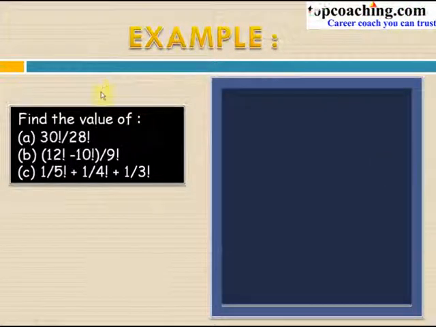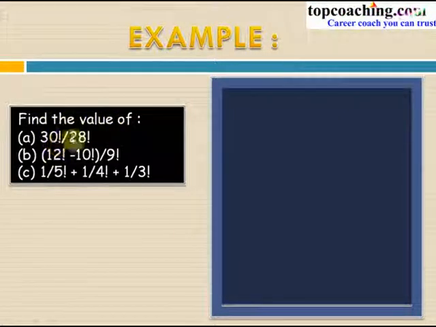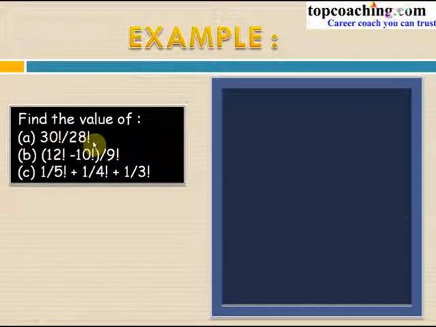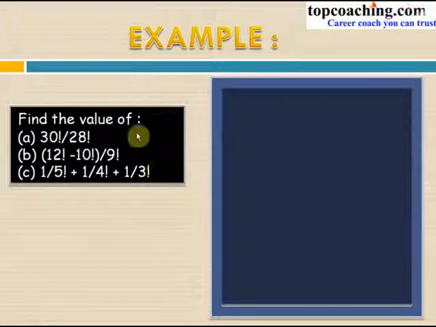Let's take an example to understand the meaning of factorial. Find the value of 30 factorial divided by 28 factorial. The second part is 12 factorial minus 10 factorial divided by 9 factorial. And the third part is 1 by 5 factorial plus 1 by 4 factorial plus 1 by 3 factorial. So one by one, let's try to find out the values of these expressions.